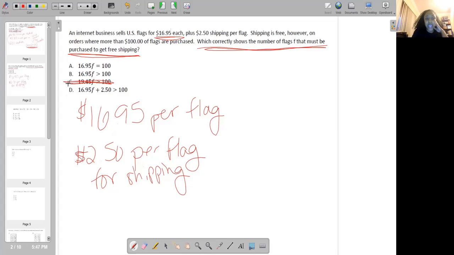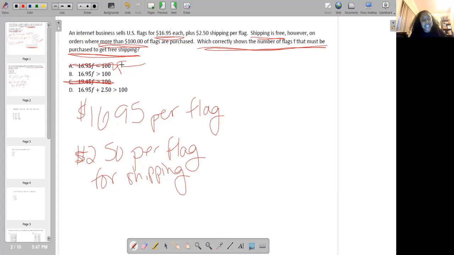Okay. A isn't going to be our correct answer because we're not trying to find how many flags we need to get exactly $100. Because if you look, it says we need more than $100 for shipping to be free. So we need more than 100, not exactly 100. So it can't be A either.